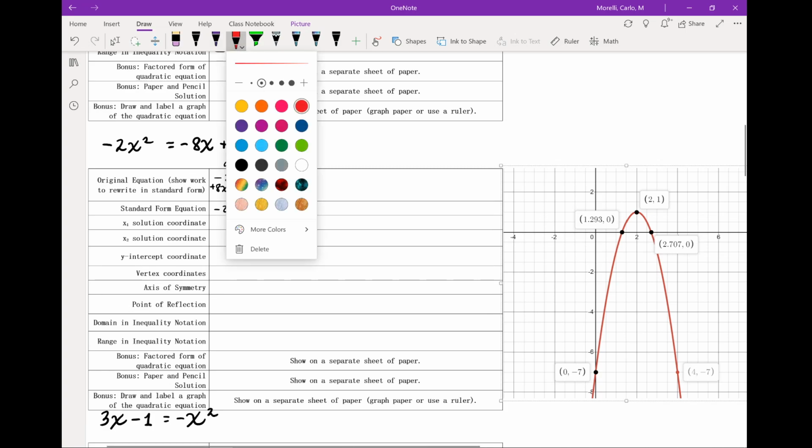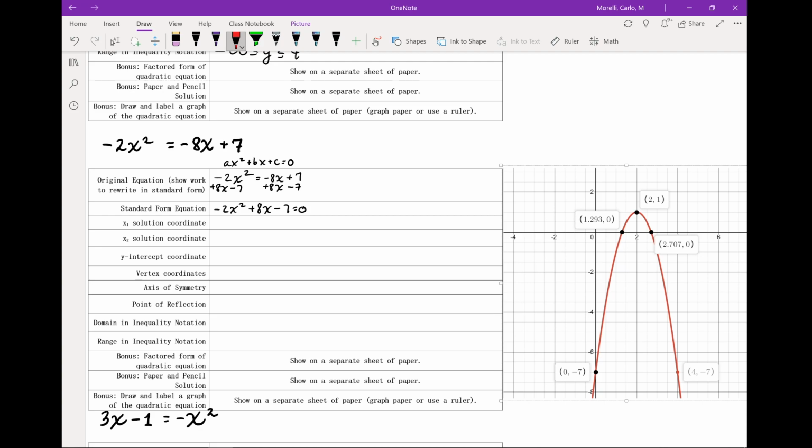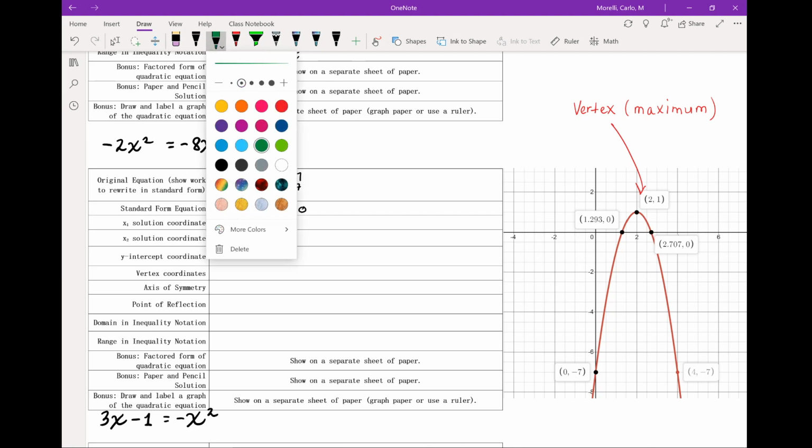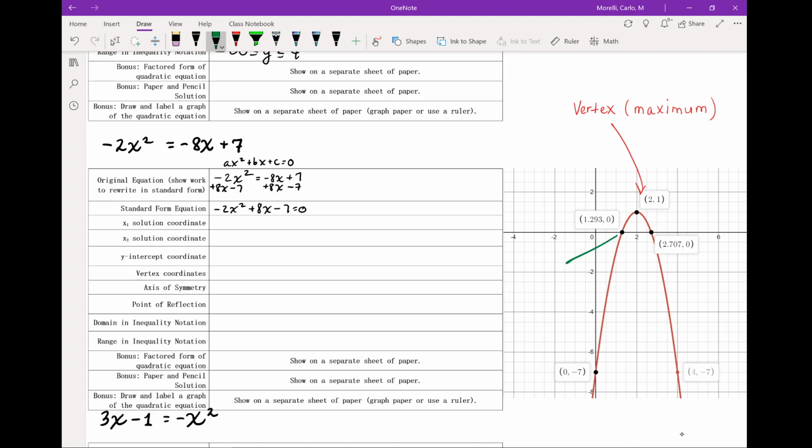I want to identify all these points so you know what they are. I think people are still somewhat confused. This is a maximum. This is the vertex. Now these two values here are both your x-intercepts, where it crosses the x-axis. Here's your y-intercept down here. And then here's your point of reflection right here.